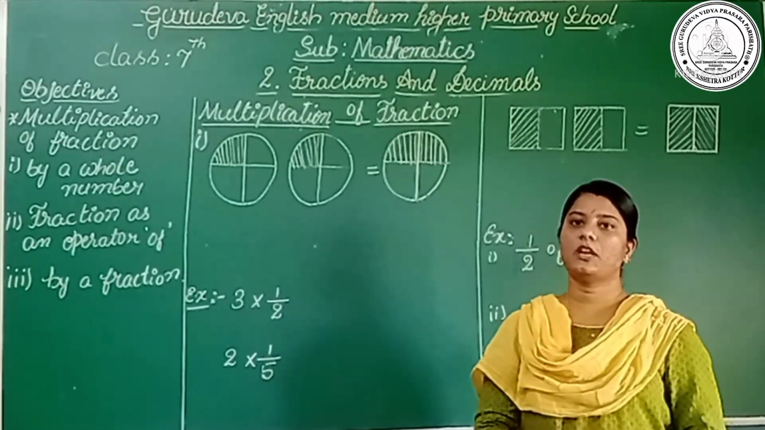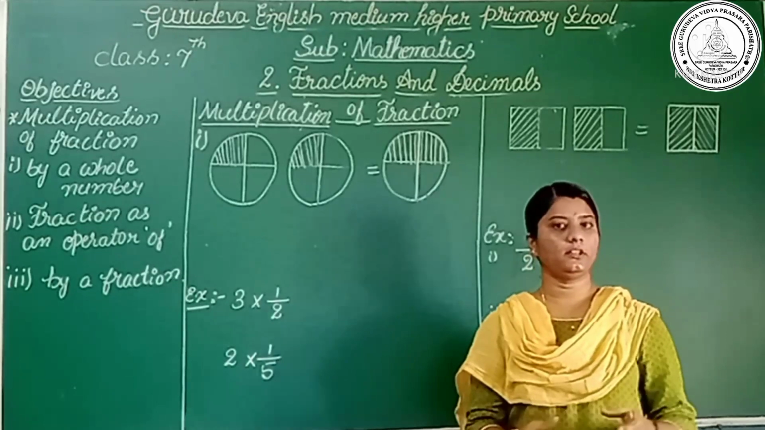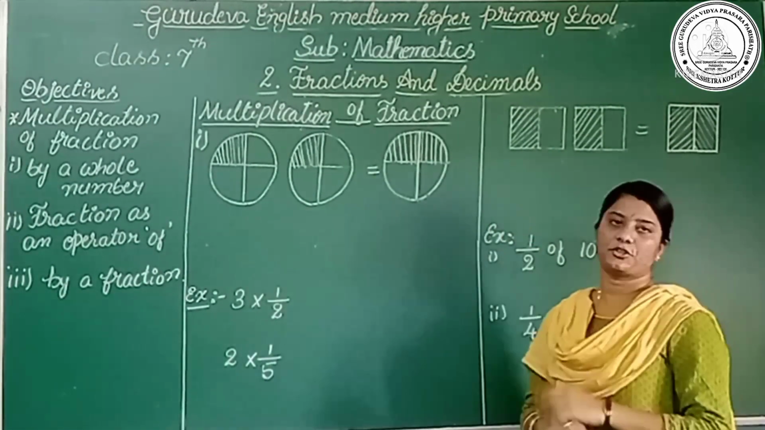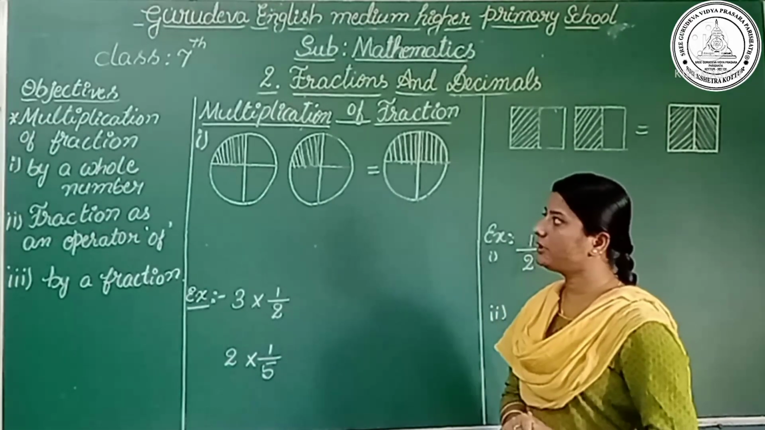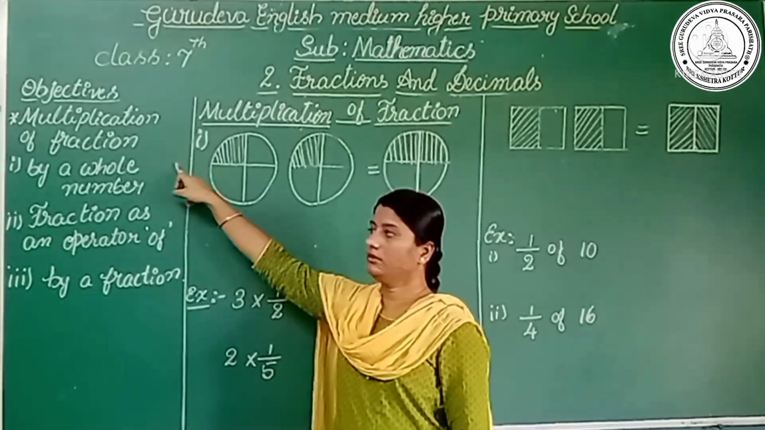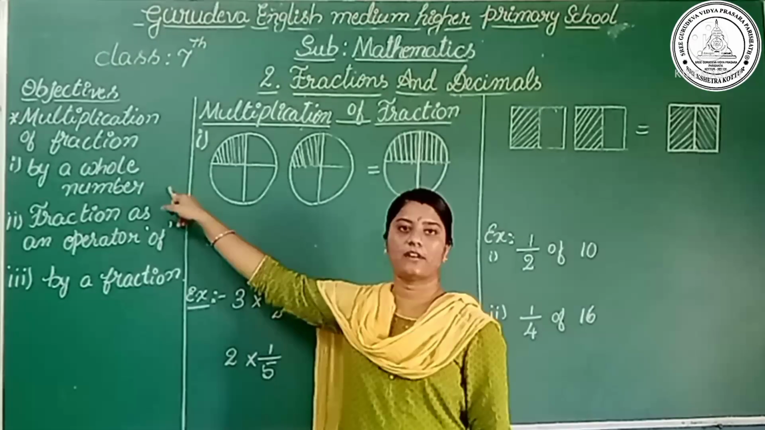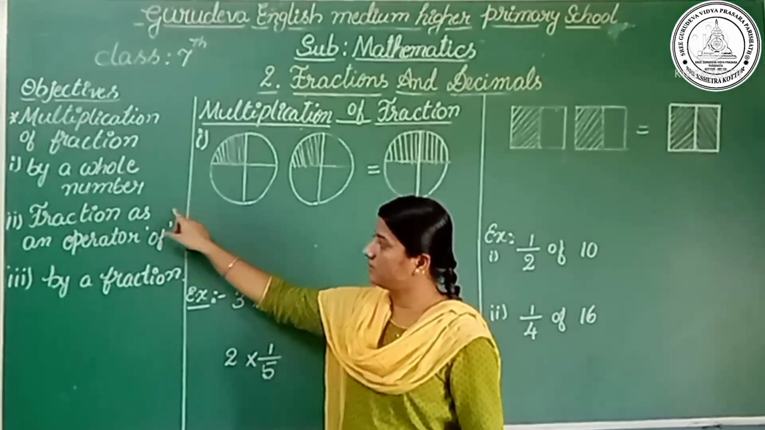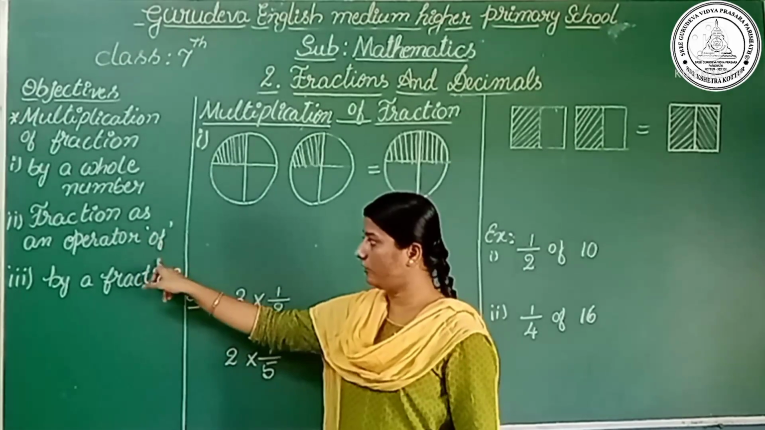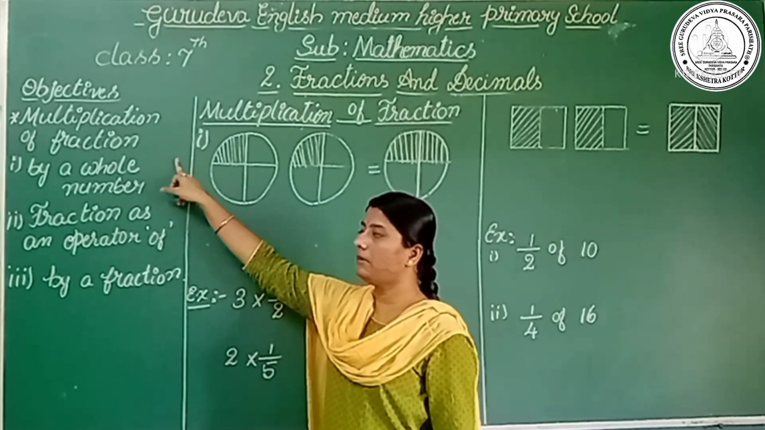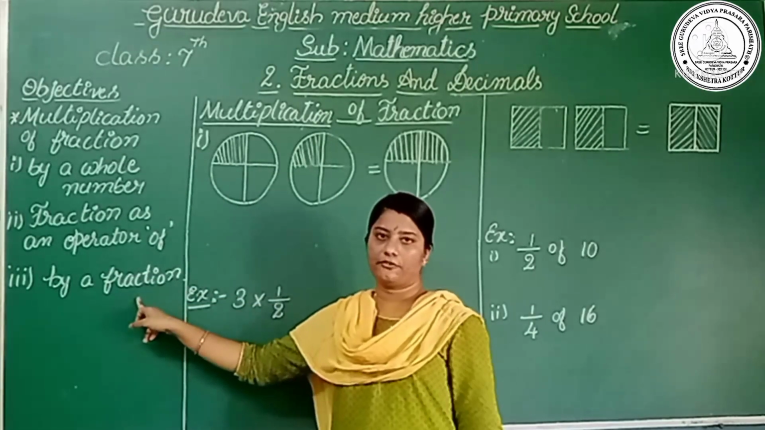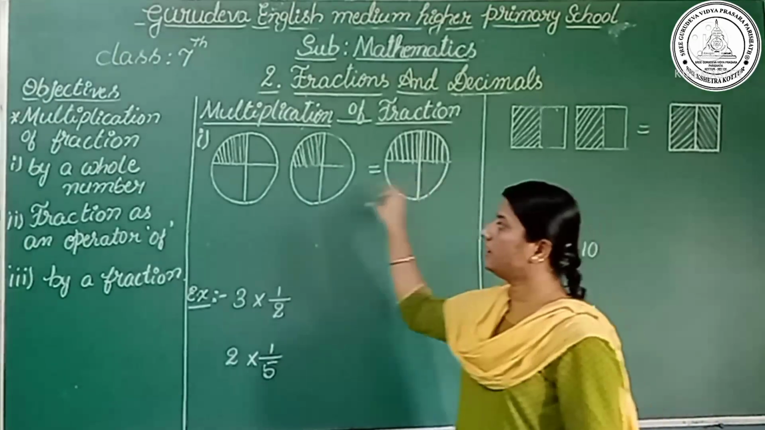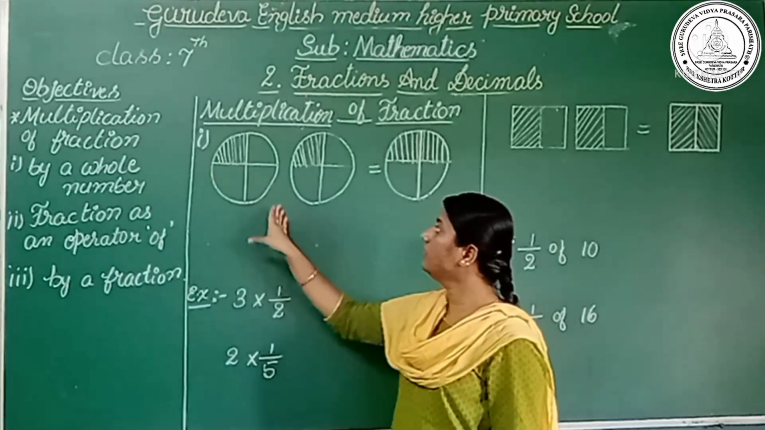In the previous class we solved exercise 2.1. In this class we are going to learn about the multiplication of fractions, and the objectives are: first, multiplication of fractions by a whole number; second, multiplication of a fraction as an operator of; and third, multiplication of a fraction by a fraction. The first one is multiplication of a fraction by a whole number.